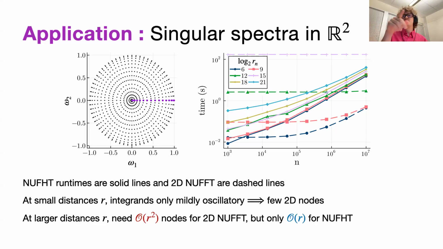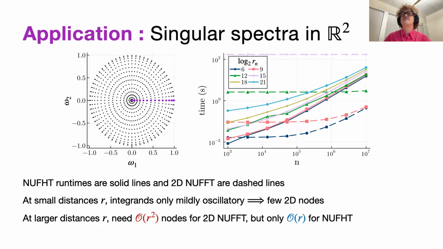If we look, say, on the right at this dark blue line, this log2 of Rn equals 6. This is a case where we're evaluating at a very small distance r, so essentially all of our integrands are only mildly oscillatory. We see that the dashed line, which represents the 2D NUFFT, is much faster than our Hankel transform. And this is because essentially the curse of dimensionality hasn't set in. You don't need that many nodes for this non-oscillatory function in either 1D or 2D.